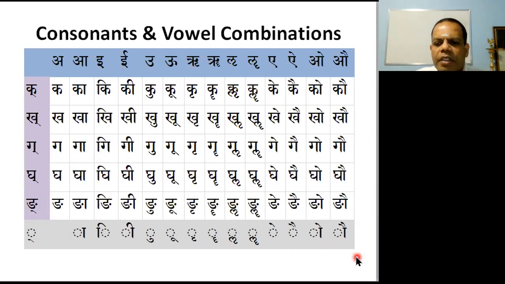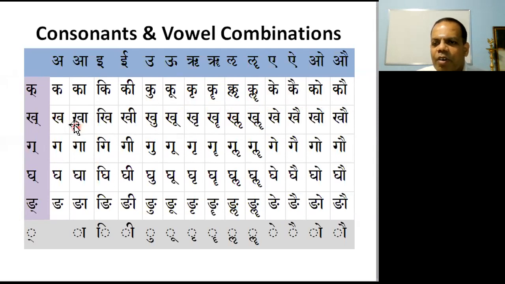So I will just go over the sounds for anyone who is interested. This is ka, ka, ki, ki, ku, ku, kr, kr, kl, kl, ke, kai, ko, cow.